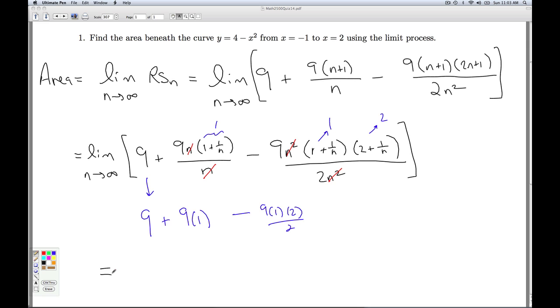And so what do I get for my final answer? I get 9 plus 9 minus 9 for a grand total of 9. So that means the area is 9 square units, whatever the units were. That'll do it for quiz 14.